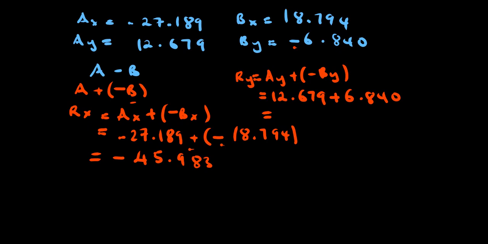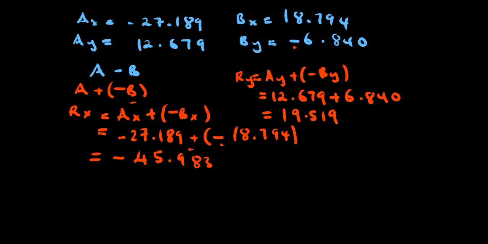When I add these two, 12.679 plus 6.840, I get 19.519. Okay, so I have my resultant x component and resultant y component. So I will use exactly that in order to find my final answer.